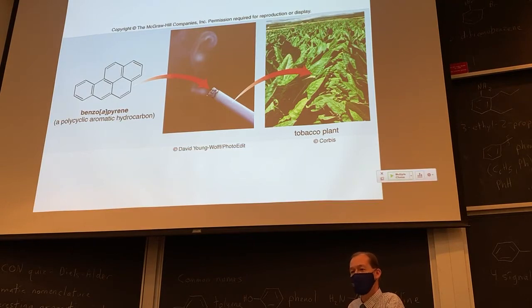Benzo[a]pyrene itself is not actually carcinogenic, but what happens when it's ingested in the body is, in order to excrete it, your body will oxidize it to make it more polar so it can be excreted. And in so doing, it makes an epoxide at this position. And that epoxide is very electrophilic and will react with your DNA, damage your DNA, and give you cancer. Okay?